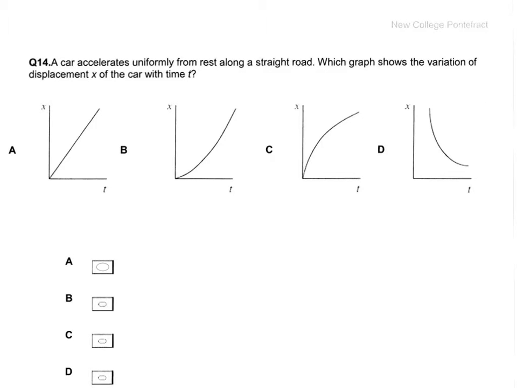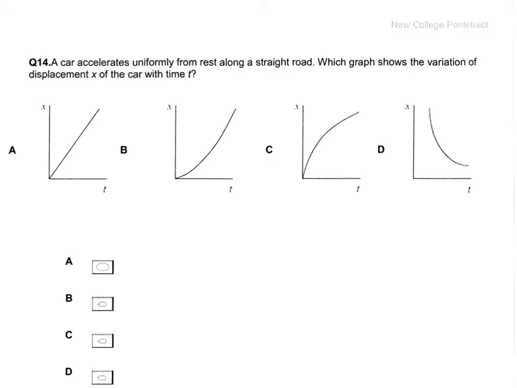So this is Mechanics Homework Booklet, questions 14 and 15. We're told for question 14 a car accelerates uniformly from rest along a straight road, and we're asked which graph shows the variation of displacement of the car with time t. So we've got displacement-time graphs.